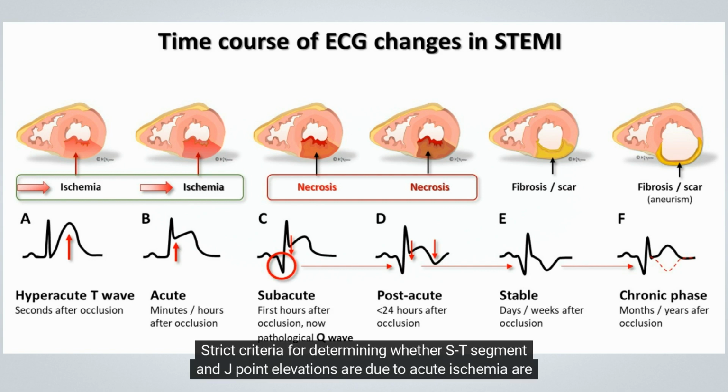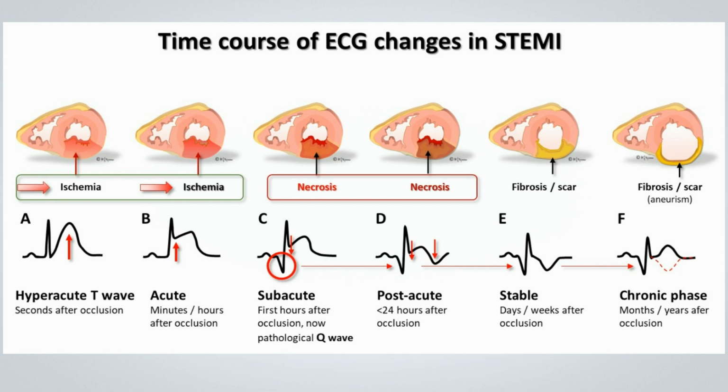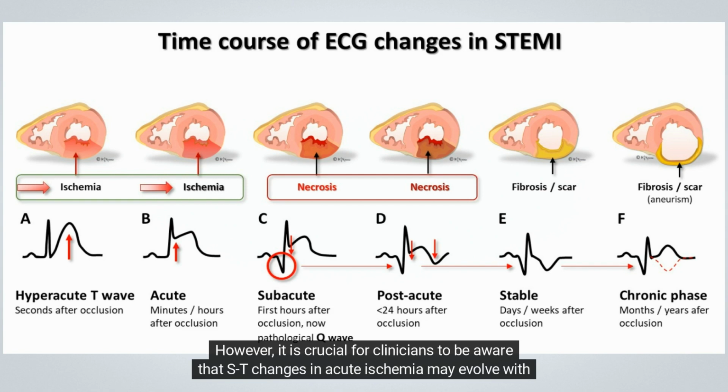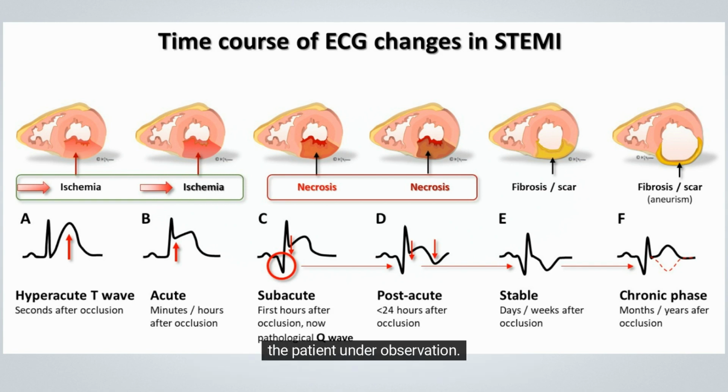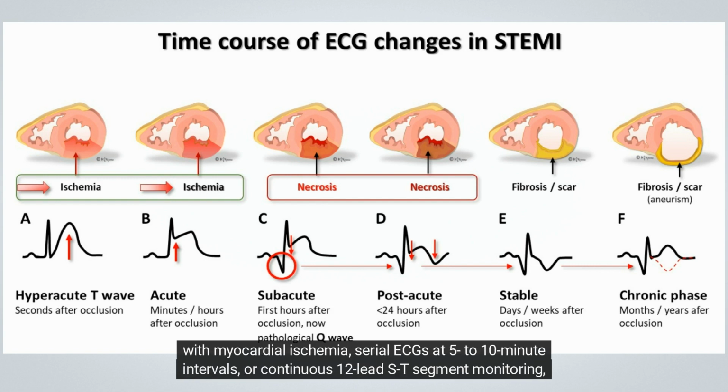Strict criteria for determining whether ST segment and J point elevations are due to acute ischemia are limited because of false positives and false negatives. However, it is crucial for clinicians to be aware that ST changes in acute ischemia may evolve with the patient under observation. If the initial ECG is not diagnostic of STEMI, but the patient continues to have symptoms consistent with myocardial ischemia, serial ECG at 5 to 10-minute intervals, or continuous 12-lead ST segment monitoring should be performed.